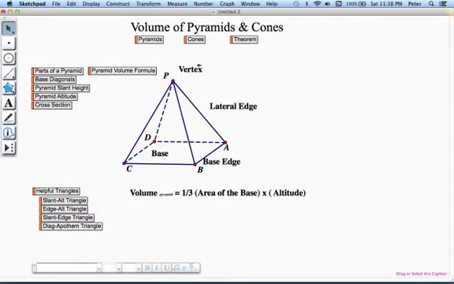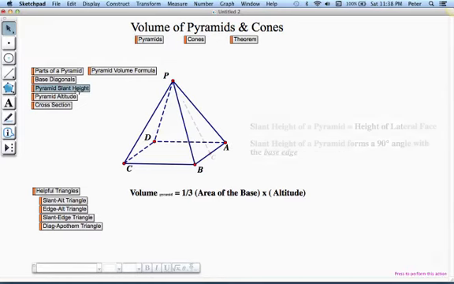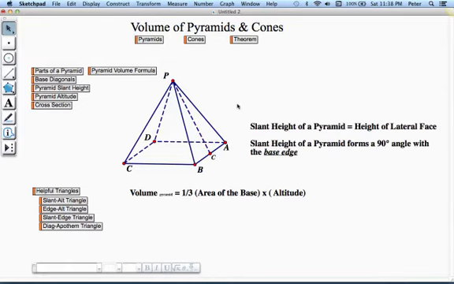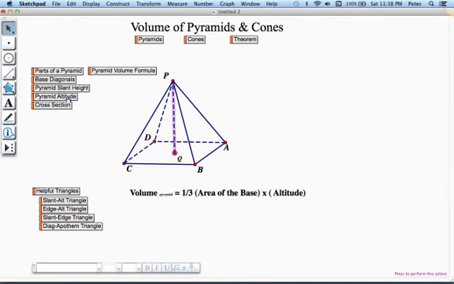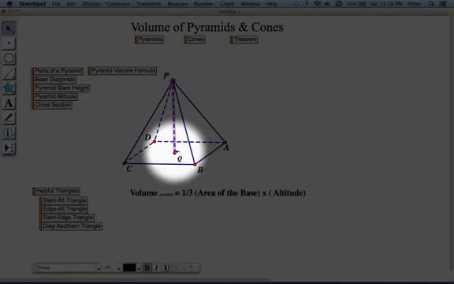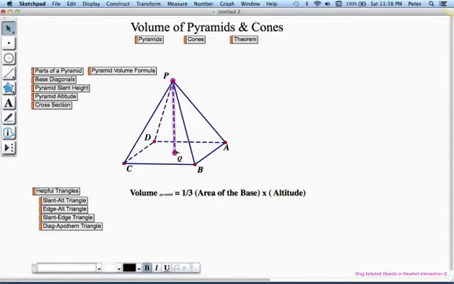You recall from the previous video the different parts of a pyramid: the vertex, the lateral edge, the base edge, and the base. But we also want to look at not the slant height, which is what is used to find the surface area of a pyramid. What's important with volume is that we look at the altitude. And the altitude stretches from the vertex down to the center of the base. And that's typically in a square-based pyramid where the diagonals intersect.